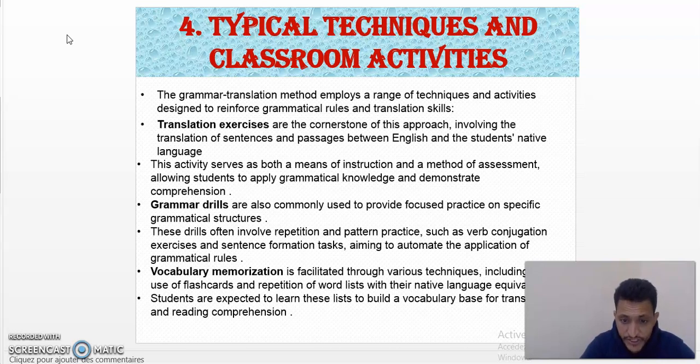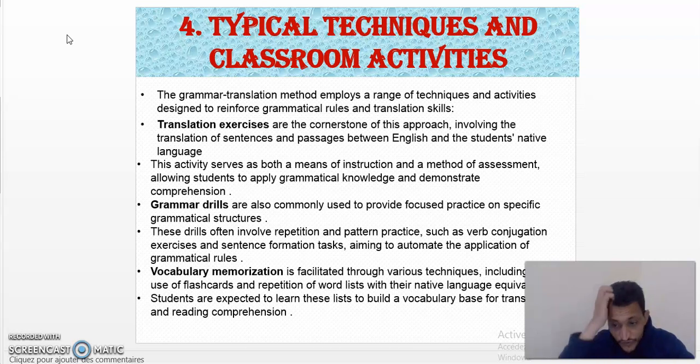Vocabulary memorization is facilitated through various techniques, including the use of flashcards and repetition of word lists with their native language equivalents. So another technique that we use, apart from translation exercises and grammar drills, is vocabulary memorization. How do we memorize? Flashcards, and repetition of word lists with their native language equivalents. Students are expected to learn these lists to build a vocabulary base for translation and reading comprehension.